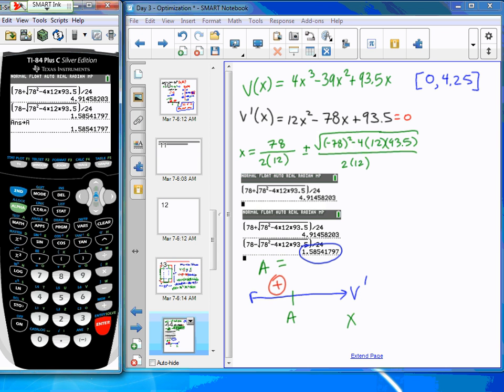I'm going to choose a convenient x value to the right of that. So I'll go ahead and do 2. 2 squared is 4 times 12 is 48 minus 156. 48 minus 156 is, any close? Negative.